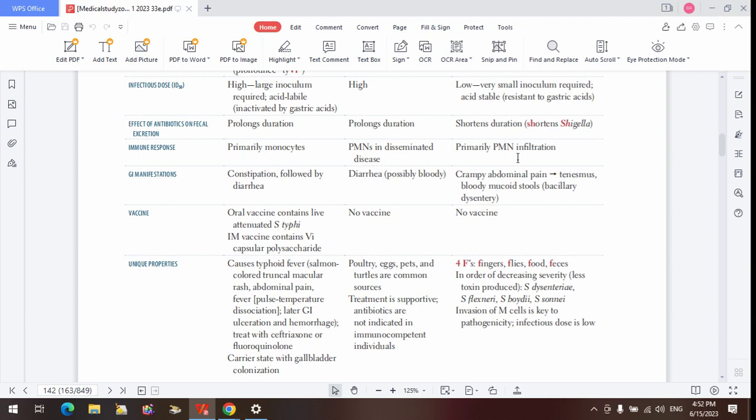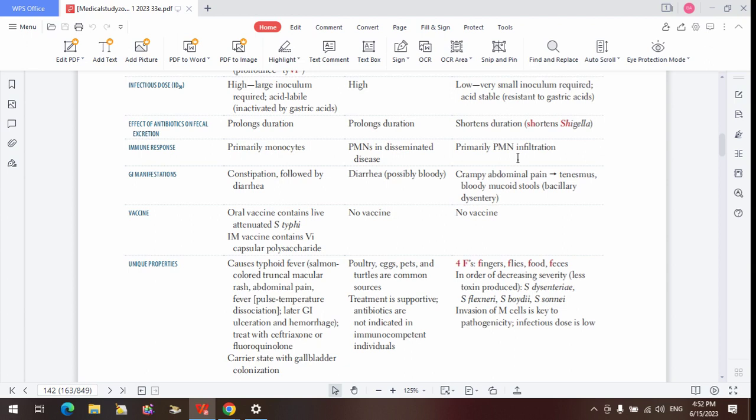Those cause crampy abdominal pain. Then the tenesmus is particularly talking about affectation of the rectum. Then the bloody mucus too, although that one is not specific; it can happen in any one of them. But once you are saying tenesmus and crampy abdominal pain, you are thinking of Shigella. There's no vaccine.